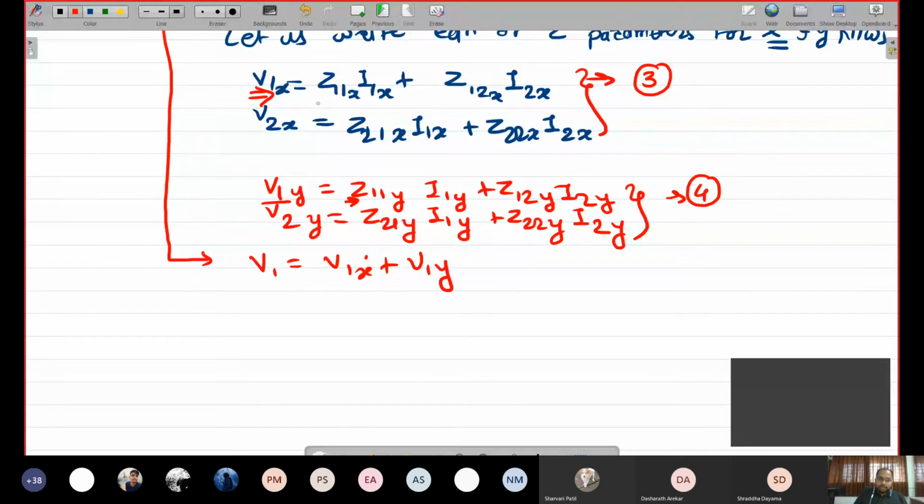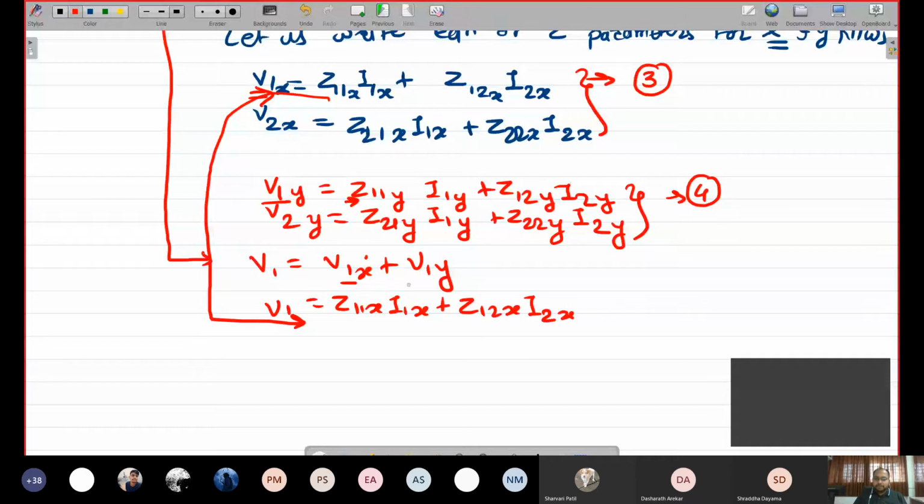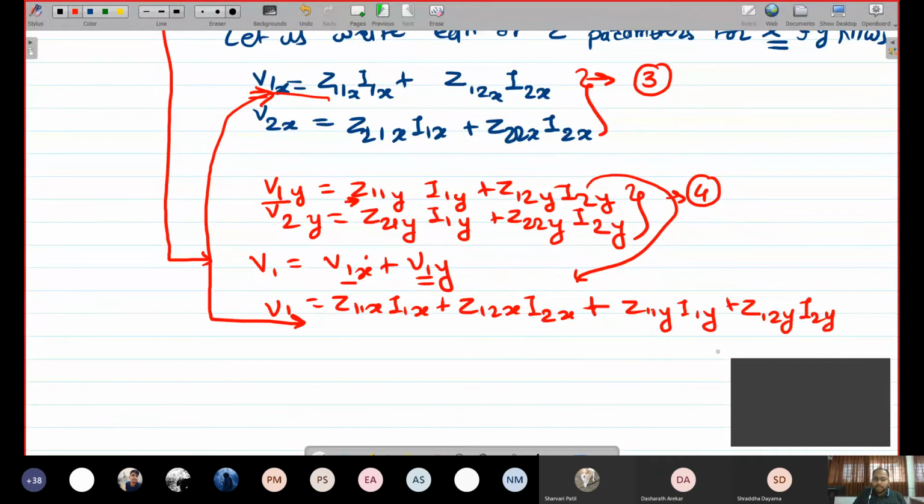So let us do that. Okay, so let me show the arrows over here. So V1 is equal to, I'm going to put V1x as Z11x I1x plus Z12x I2x. And what is the equation for V1y? It is nothing but this one, right? So let us put it over here. There is a plus sign in between, right? Okay, so therefore Z11y I1y plus Z12y I2y. Am I right?